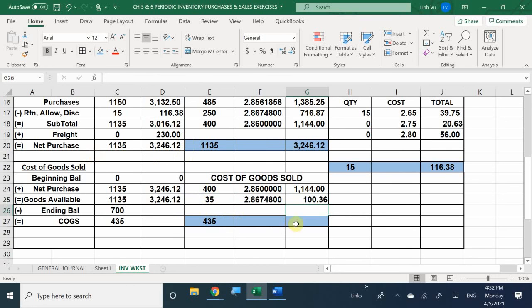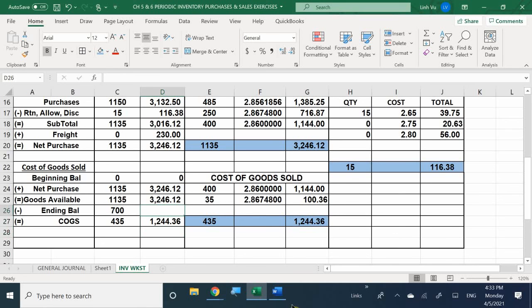$100.36, which here we can go ahead and tally up those two numbers to give us our total cost of goods sold to be $1244.36. So I can copy that number right over.